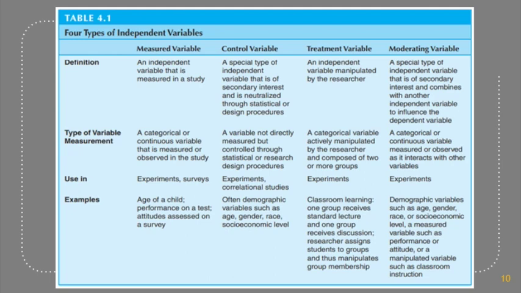And the last one is moderating. It is the secondary interest and combines with another independent variable. And it is like demographic, socioeconomic. Demographic here is like the address or the places where the participants live, something like that.